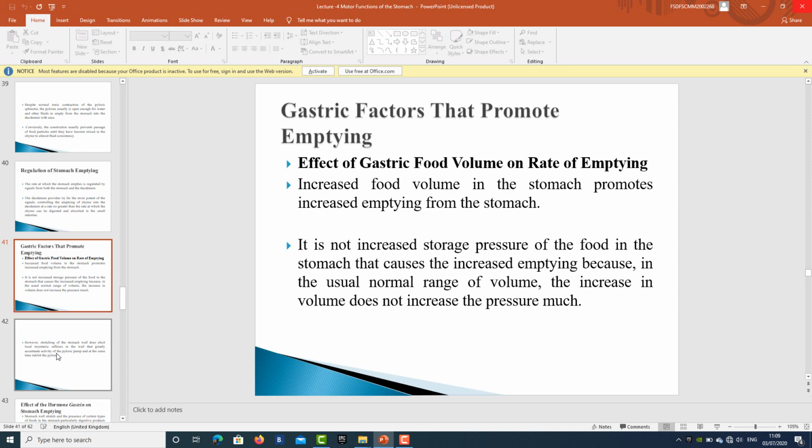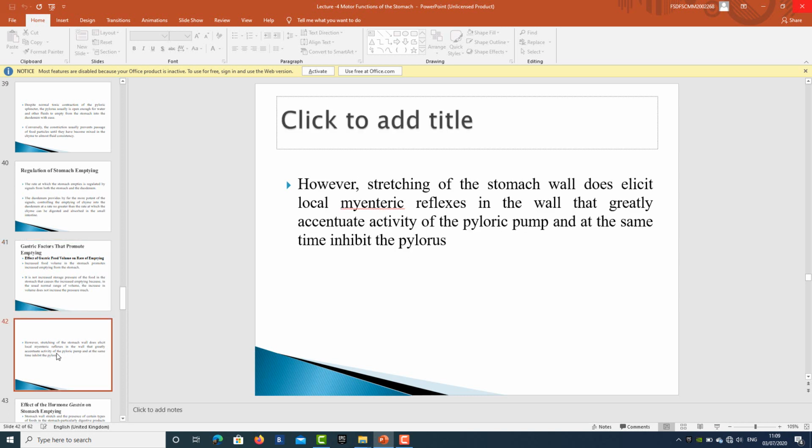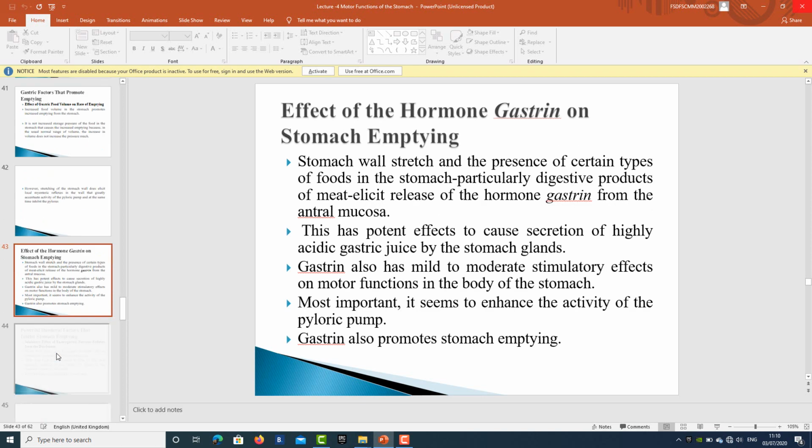Gastric factors which promote emptying. Effect of gastric food volume on rate of emptying. Increased food volume in the stomach promotes increased emptying from the stomach. It is not increased storage pressure of the food in the stomach that causes the increased emptying, because in the usual normal range of volume, the increase in volume does not increase the pressure much. However, stretching of the stomach wall does elicit local myenteric reflexes in the wall that greatly accentuate the activity of the pyloric pump and at the same time inhibit the pylorus.